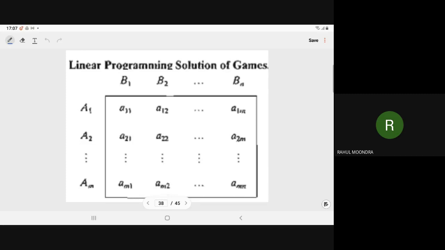So let us have the payoff matrix for player A, where player A has m strategies and player B has n strategies, and the corresponding payoffs are given to you. Here a11, a12, up to a1n, then a21, a22, up to a2n, and am1, am2, up to amn.